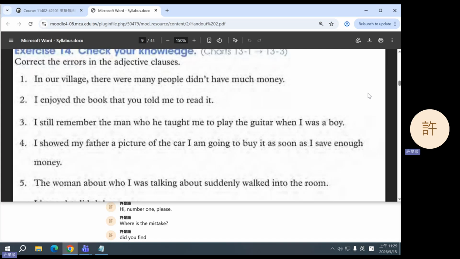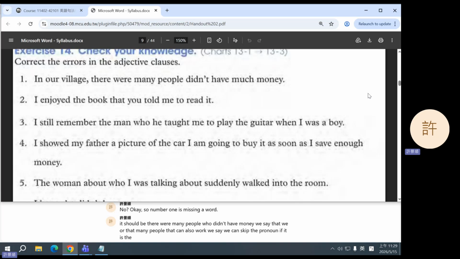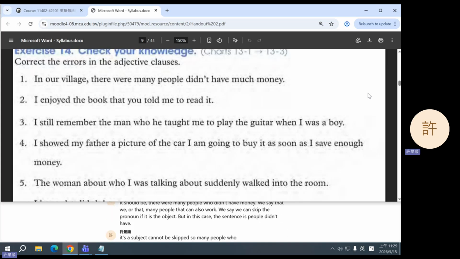Did you find a mistake in number one? No? Okay, so number one is missing a word. It should be "there were many people who didn't have money." We say "who" or "that," many people that can also work. We say we can skip the pronoun if it is the object. But in this case, the sentence is "people didn't have." It's a subject, cannot be skipped. So, many people who or many people that.